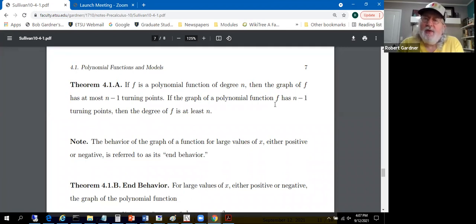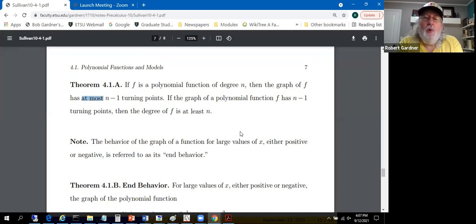If the graph of a polynomial function f has n-1 turning points, then the degree of f is at least n. So the number of turning points is related to the degree by a subtraction of 1 from the degree. There are some at most and at least comments in this as well. In some sense that's related to multiplicities of zeros of some polynomial.